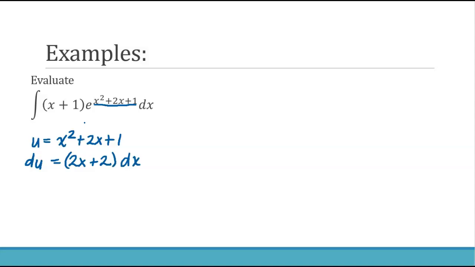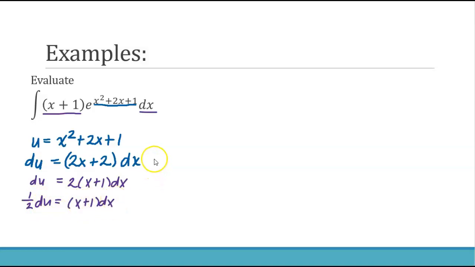And we can see that we are going to want to get rid of the leftover part, the part involving x that we need to get rid of, which is this x plus 1 and this dx. Well, I have 2x plus 2 dx, so hopefully you can see that here we're going to go ahead and factor out a 2. So we have 2 times x plus 1 dx equals du. So we'll go ahead and divide out that 2, or multiply by 1/2. So 1/2 du is equal to x plus 1 dx.